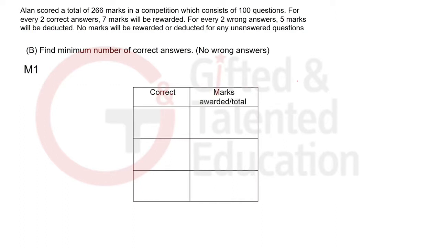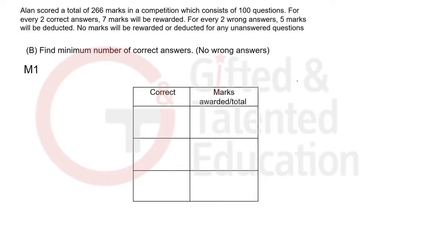Now, for part B, we are supposed to find the minimum number of correct answers. Recall that whenever the number of correct answers decreases, the number of wrong answers would also decrease. So in this case, we may assume that there isn't any wrong answers. Again, we can solve part B by using the systematic guess and check method or the assumption method. Let us proceed with the systematic guess and check method. We can start by guessing the number of questions answered correctly.